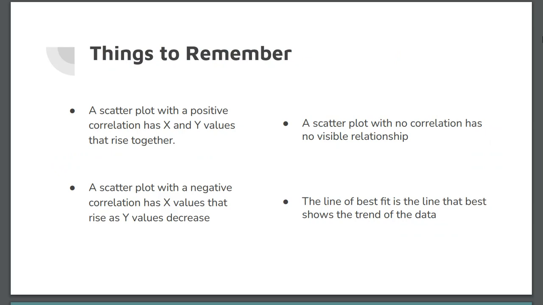Things to remember. A scatter plot with a positive correlation has x and y values that rise together. A scatter plot with a negative correlation has x values that rise as the y values decrease. A scatter plot with no correlation has no visible relationship. The line of best fit is the line that best shows the trend of the data.